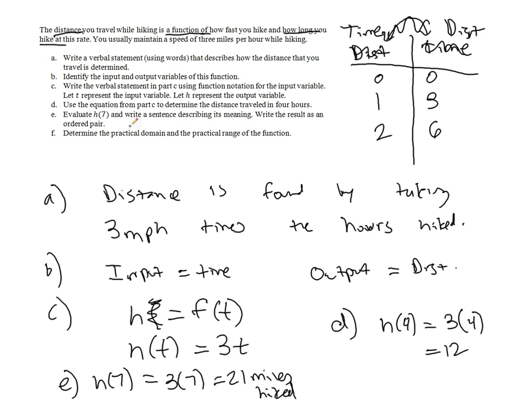In part F, determine the practical domain and practical range of the function. Well, how long do we usually hike for? This might vary from person to person, but I'd say between 0 inclusive and 4 hours inclusive might be reasonable. And so that means, well, if he travels 0 hours, the total distance hiked is going to be 0. We see that up here. We know if we hike 4 hours, the total distance traveled will be 12, assuming the same pace. So we would write our domain is this guy, and our range is H is between 0 and 12.